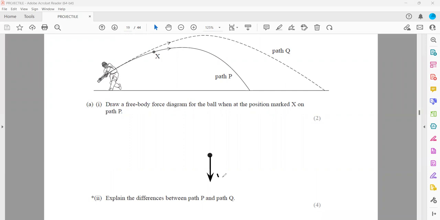So first there will be the weight of this ball, which is acting downward. The second one, air resistance. Air resistance always tries to oppose the motion. So this one is the direction of the motion, as you can see, the trajectory, the path is shown to you. If this is the direction of the motion, air resistance always tries to oppose the motion. So this will be the drag, or we can also say air resistance.